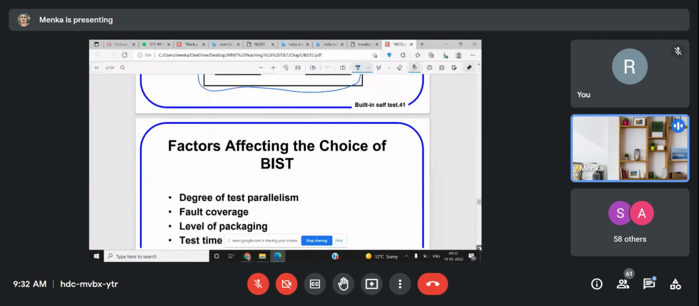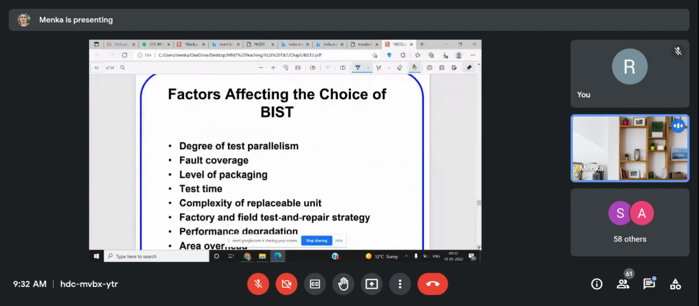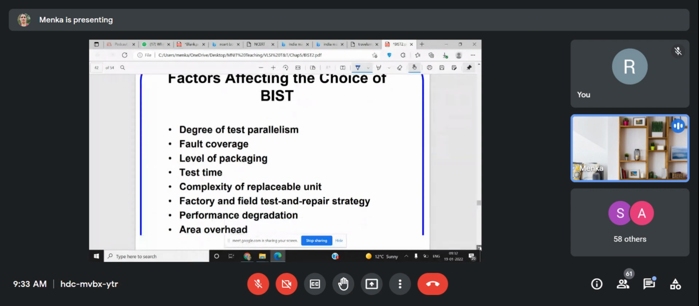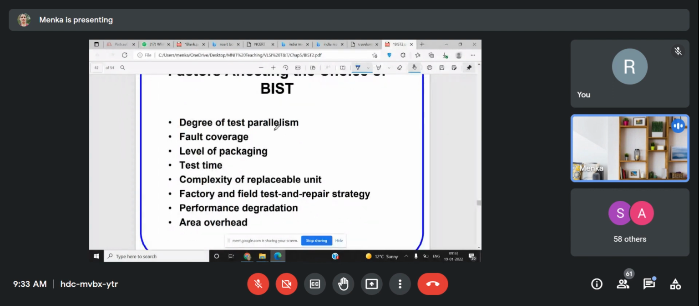Factors affecting the choice of BIST. Out of the discussed BIST architectures, which one you must use depends on different factors. The first one is the degree of test parallelism: how many tests you want to run in parallel. Then fault coverage: how much fault coverage there is. Then the level of packaging, whether the chip is very small or very big, where it is used, how much the payload is, and all these things.